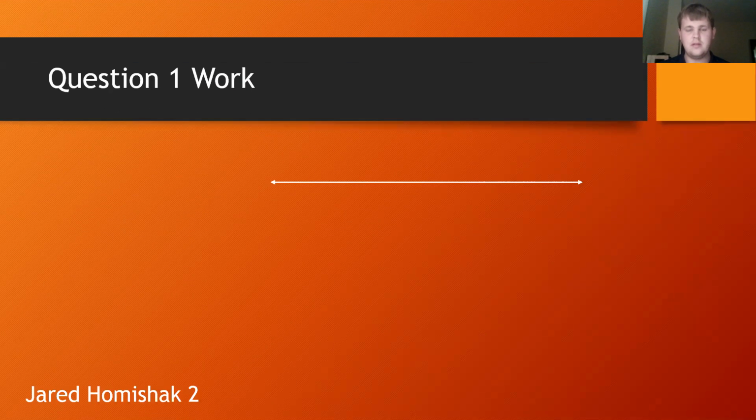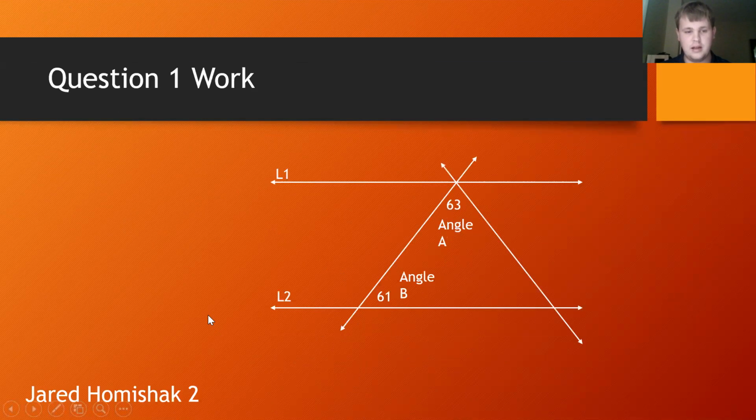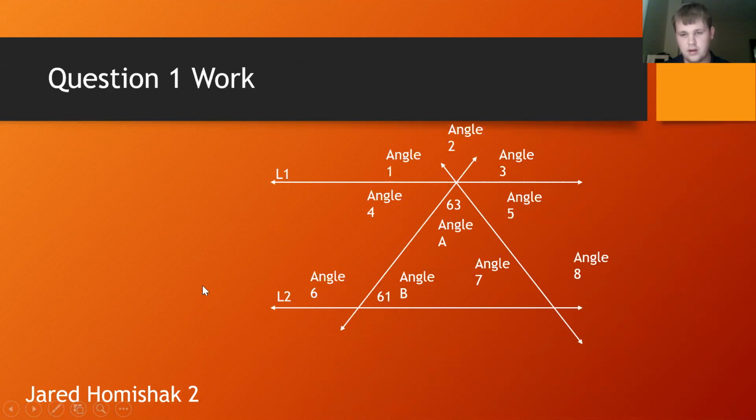First problem deals with parallel lines, where we have two parallel lines and a transversal that runs through both lines, and you're given two angles, angles A and B. Angle A is 63 degrees, angle B is 61 degrees. Based on that, we want to find the other 12 angles that are going to be here in lines 1 and 2. So here are the 12 angles. Now, with that in mind, how would you find these angles?